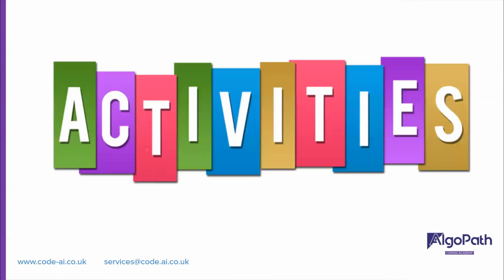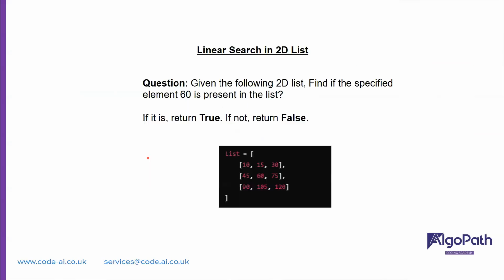Okay, let's have a look now at linear search. What is linear search? Well, in this case, I would need it. Why? Because I have a 2D list. You can see it here underneath. And I want to do a search in that list. I want to find out if the number 60 is inside this list. If it is, give me a true, which is basically equal to 1. If it's not, give me a false, which is equal to 0.